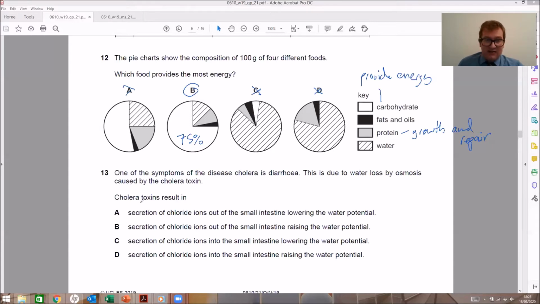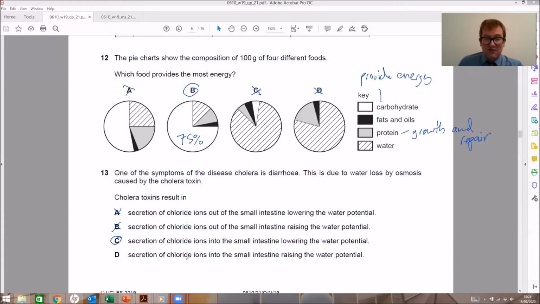So let's have a look here. It says secretion of chloride ions out of the small intestine. Well, no, we're not looking at out of the small intestine because the chloride ions must go into the small intestine. So secretion of chloride ions out of the small intestine, raising the water potential. Well, again, we identified that it has to be secreted into the small intestine, as that's where the difference is going to be. Secretion of chloride ions into the small intestine, lowering the water potential. Yes, letter C is the option here that's correct, because water's moving into the small intestine, and that's what's making your feces very runny.